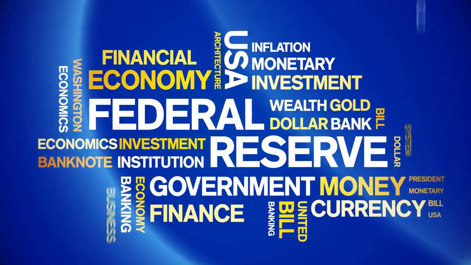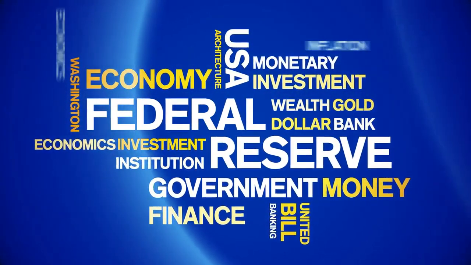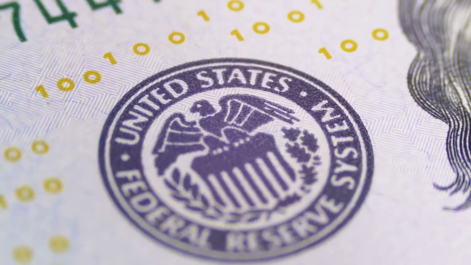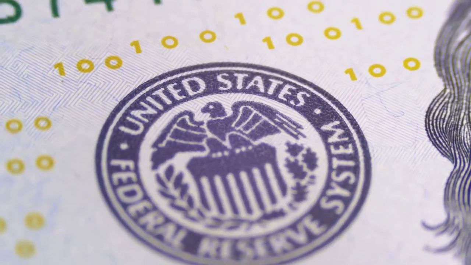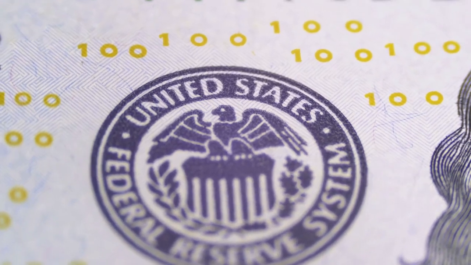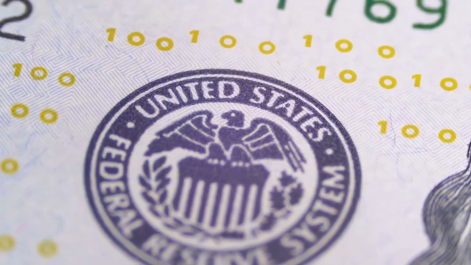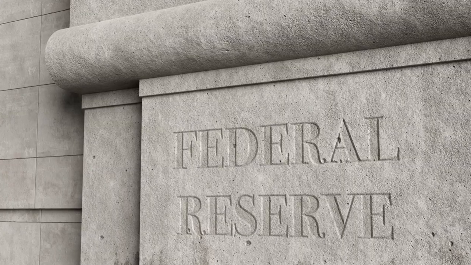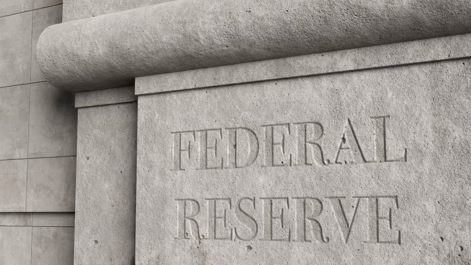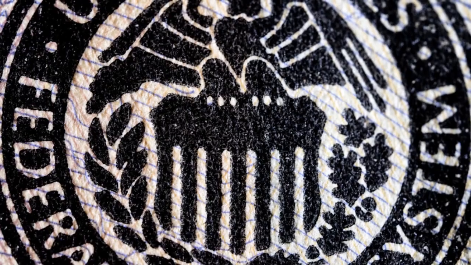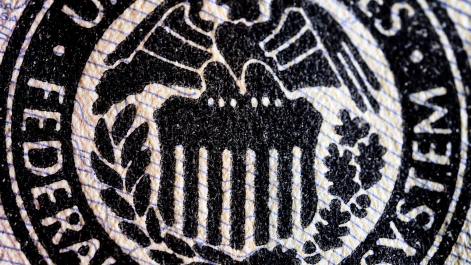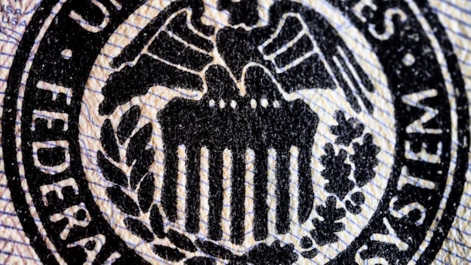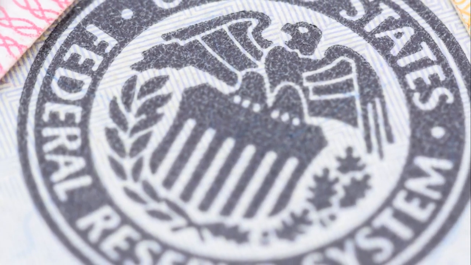Additionally, by managing interest rates, the Fed plays a crucial role in controlling inflation. If the economy is overheating, the Fed may raise interest rates to cool down spending and prevent inflation from spiraling out of control. But it's not always smooth sailing. The Fed's decision-making process can be complicated by various factors, including economic conditions, global events, and unforeseen circumstances.